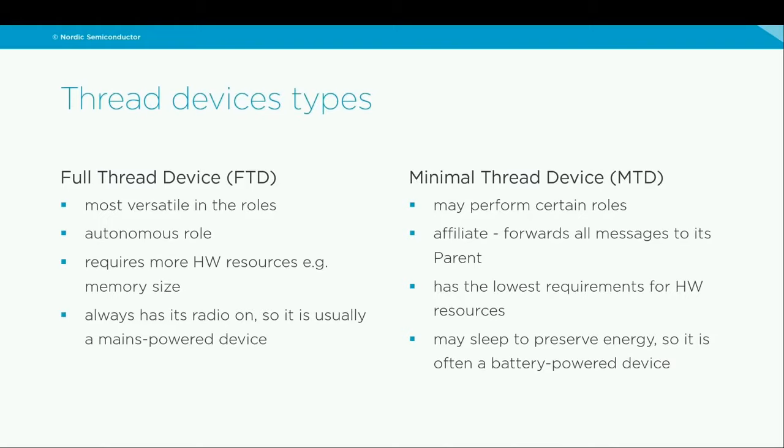Let me then introduce Thread device types and roles. There are two types of Thread devices defined by the specification: the Full Thread Device, FTD, and the Minimal Thread Device, MTD. The FTD is the most versatile in the roles that it can play in a Thread network and takes a more autonomous role, but as a consequence requires more hardware resources and usually is a mains powered device.